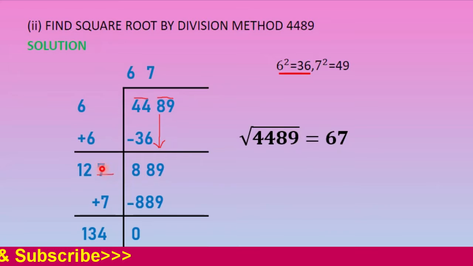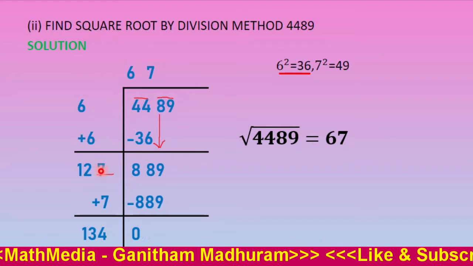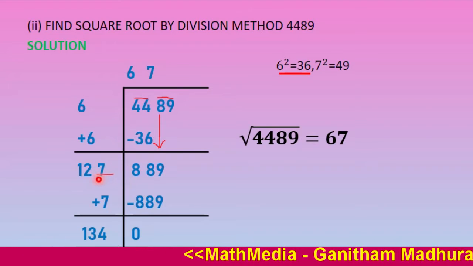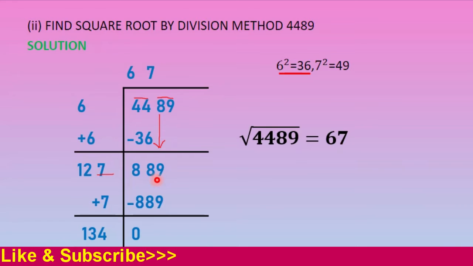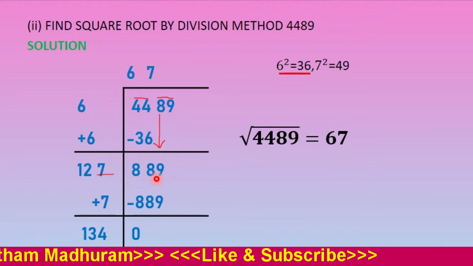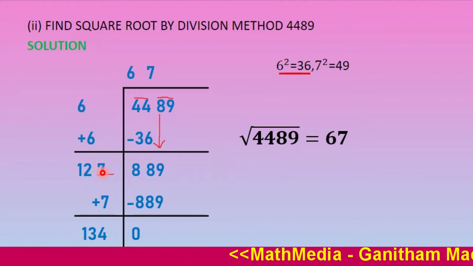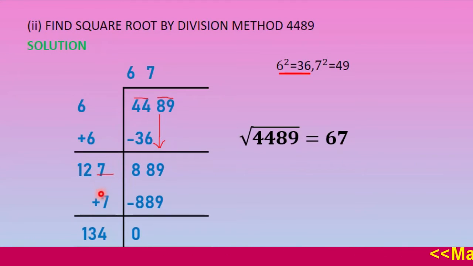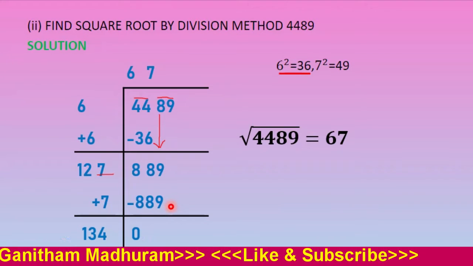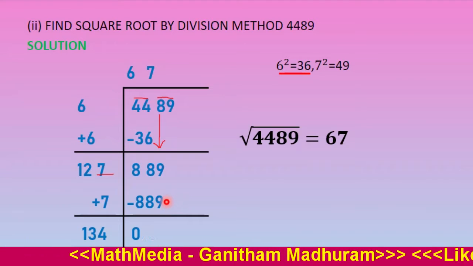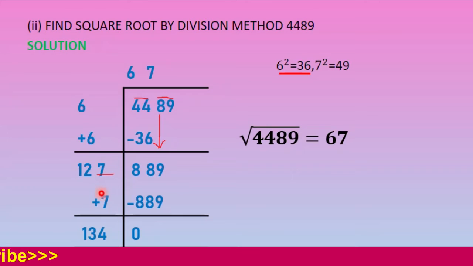So first you check 123. In the blank we are writing 3. So 123 multiplied by 3 is less than 889. So we can go with the other number, 7. So 127 we have written, multiply with 7, we get 889.